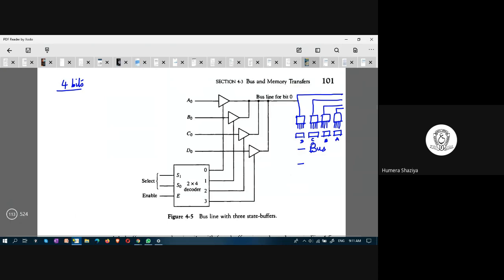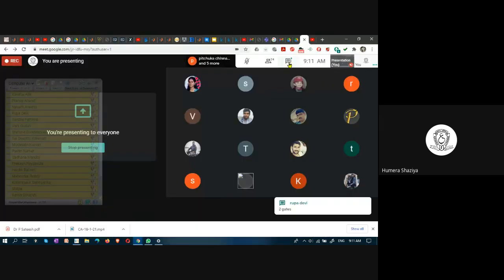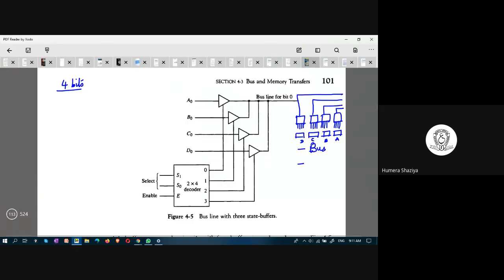Let us discuss. Please understand here that this is a three state gate. This three state gate will carry one bit, all right? And then there are four registers, and each register has 4 bits. This one will carry just one bit.